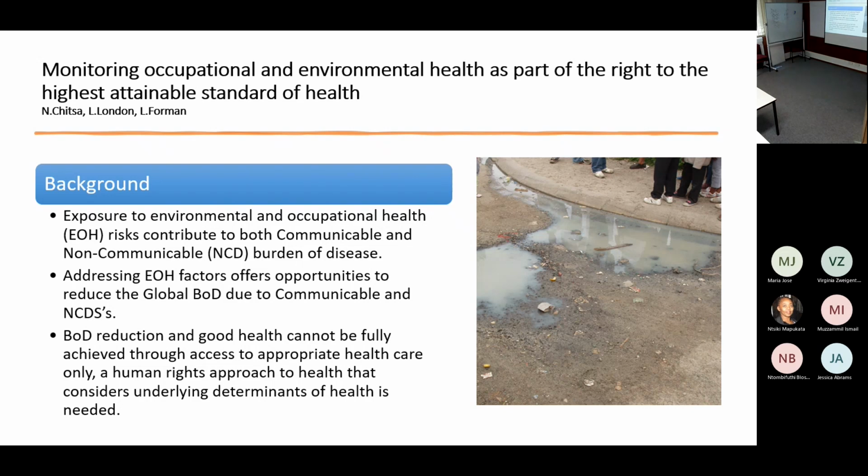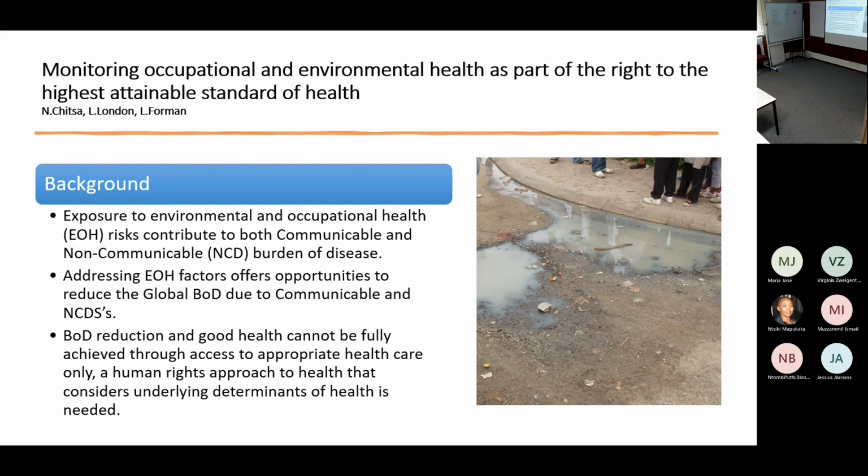On the background, exposure to environmental and occupational health risks contributes to both communicable and non-communicable diseases, and it has increased the global burden of disease. So addressing these environmental and occupational health factors offers opportunities to reduce the global burden of diseases due to communicable and non-communicable diseases.